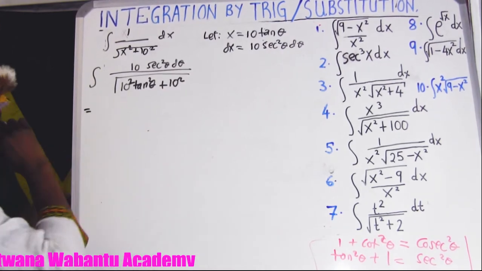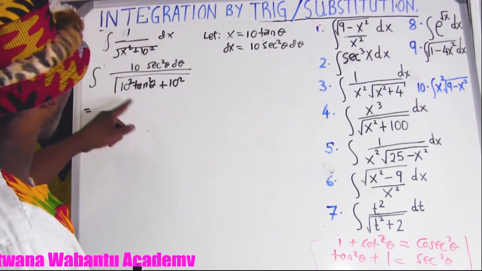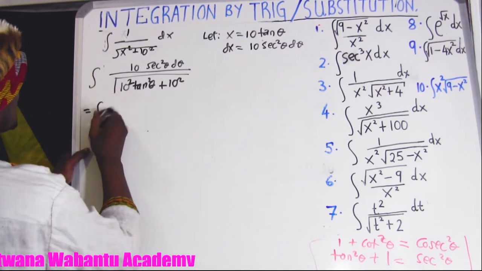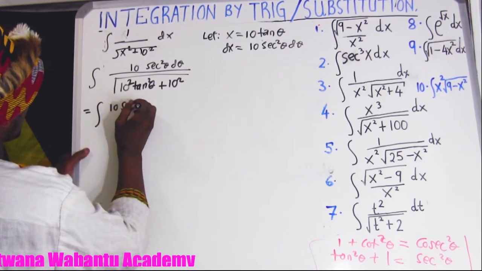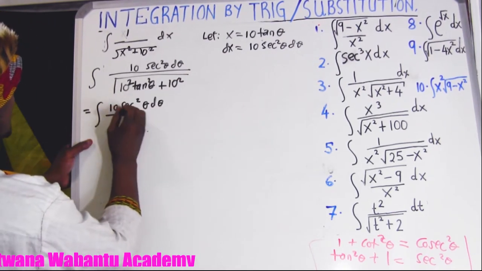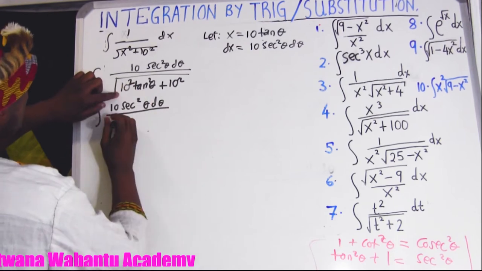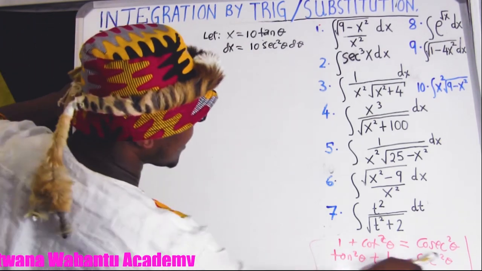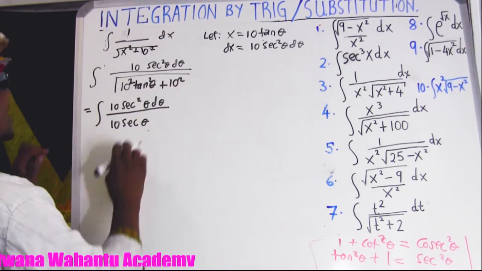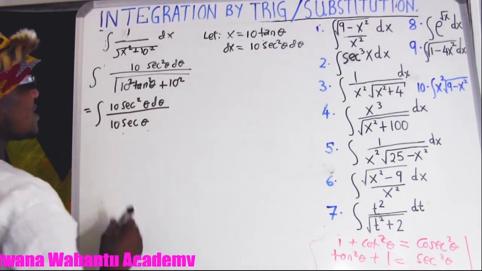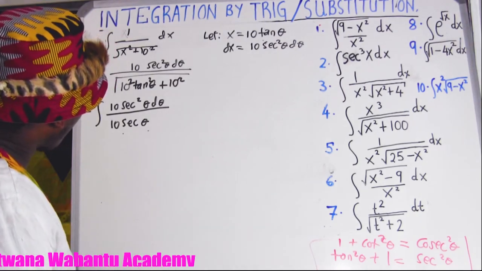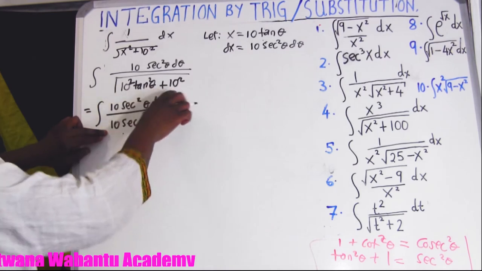Okay, so now 10 is going to go out, so on top is going to be 10 sec squared theta d theta. And then here is going to be 10 and then tan squared plus sec. You can do it slowly; it's going to come to tan sec. Now 1 sec and 1 sec go, 10 and 10 go. But you can go very, very slow if you get confused, okay? You see what I'm saying?